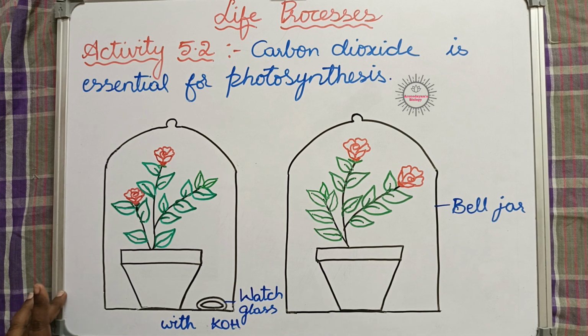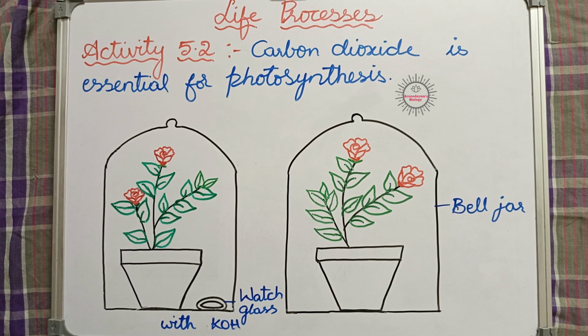Okay, so by this experiment we can prove that carbon dioxide is essential for photosynthesis. Only because of the missing carbon dioxide, this plant did not perform photosynthesis. That's why we can clearly confirm that for photosynthesis carbon dioxide is also essential.